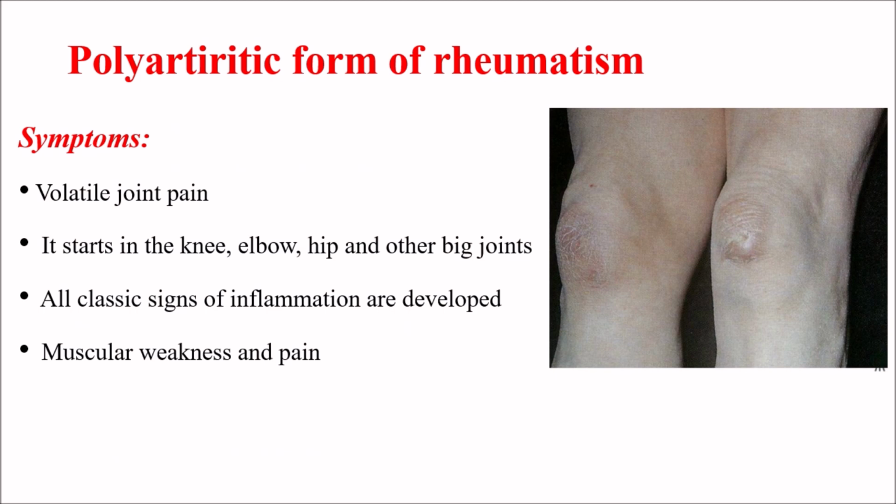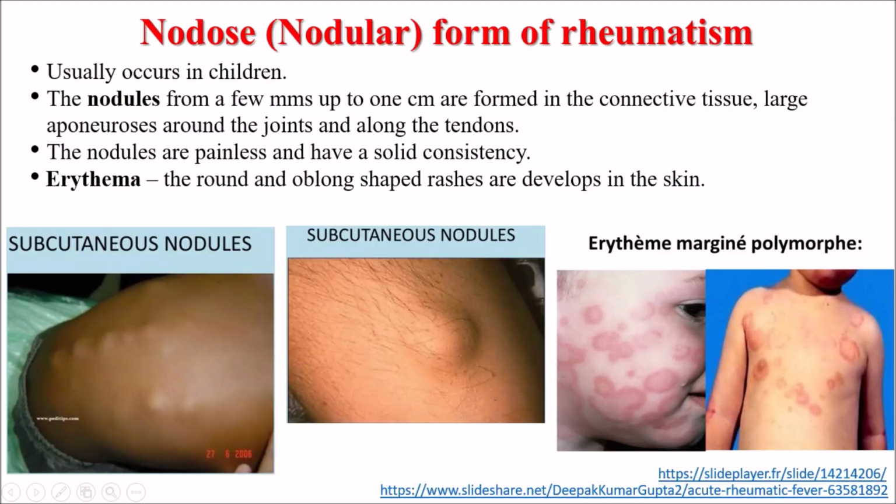Symptoms of the polyarthritic form of rheumatism: volatile joint pain that starts in the knee, elbow, hip, and other big joints. All classic signs of inflammation are developed here, and muscular weakness and pain are possible here. Here you see the affected knee joint during rheumatic fever.